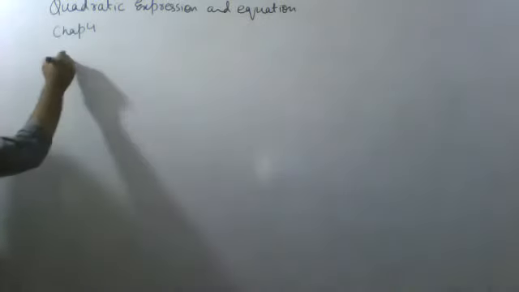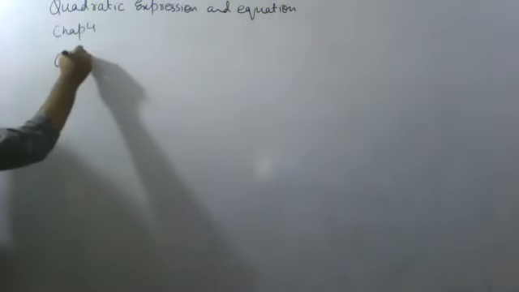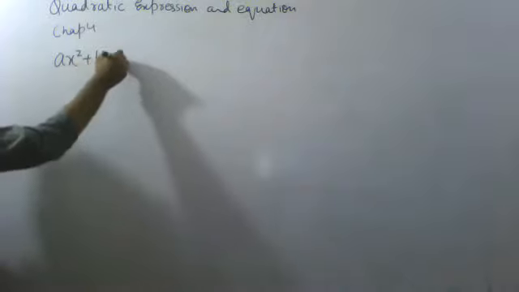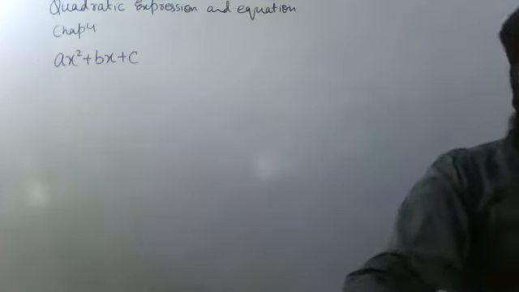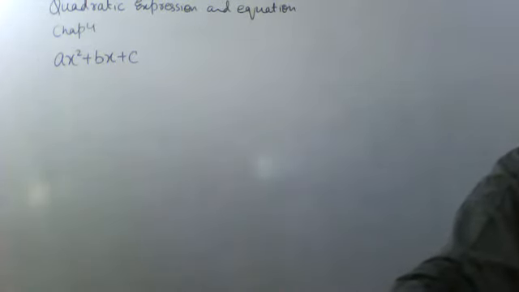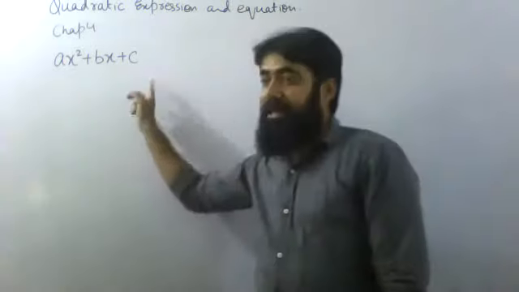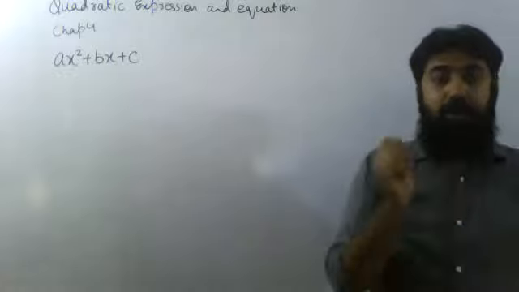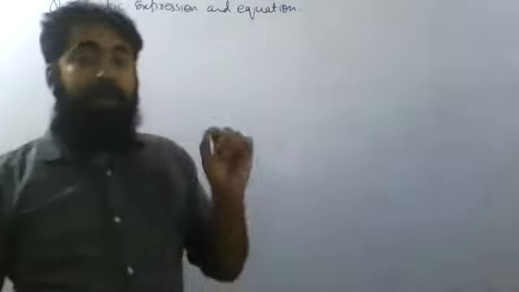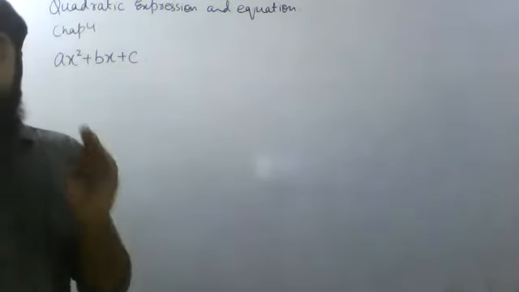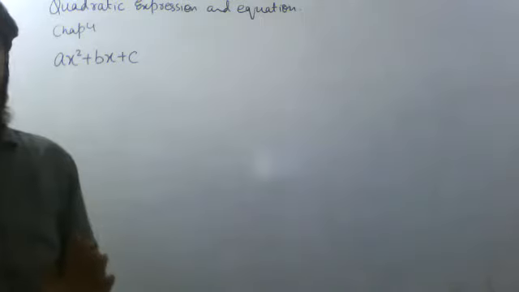the general form of a quadratic is ax² + bx + c. Quadratic means an equation in which the highest power is 2. We can also say that this is an equation of degree 2. Any equation, whatever is the highest power of that equation, is known as the degree of that equation.